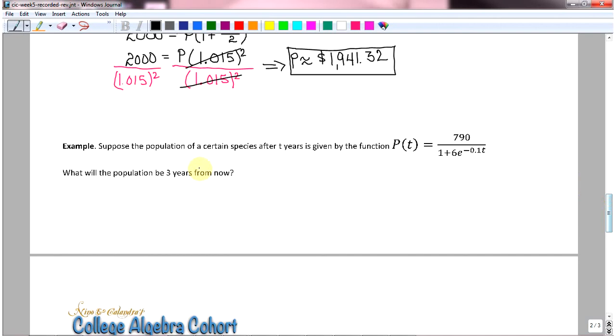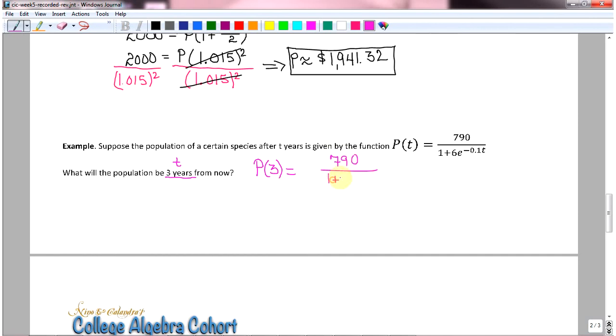Next example. Suppose the population of a certain species after T years is given by this function. What will the population be 3 years from now? Well, 3 years from now means that 3 is playing the role of our T. The population is P, so we're looking to find what P of 3 is equal to. All we need to do is substitute in 3 everywhere we see a T.